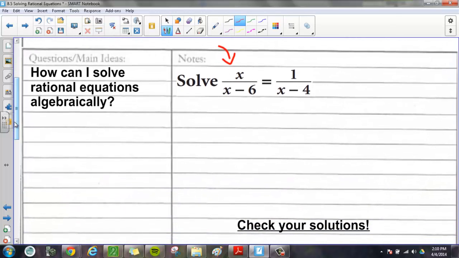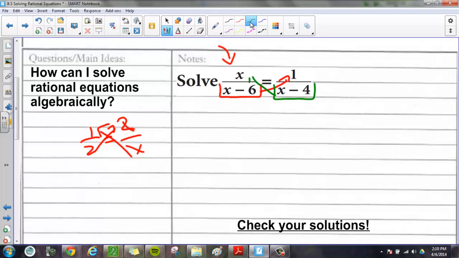The first thing you want to do is try to get rid of the fraction. If you ever had, say, 1/2 equals 1 over 2x, you would do something called cross multiplication. We're going to do the same thing here. We're going to take this x minus 6 and multiply it up there, and take this x minus 4 and multiply it up here. I'll show you how that looks once we're done.